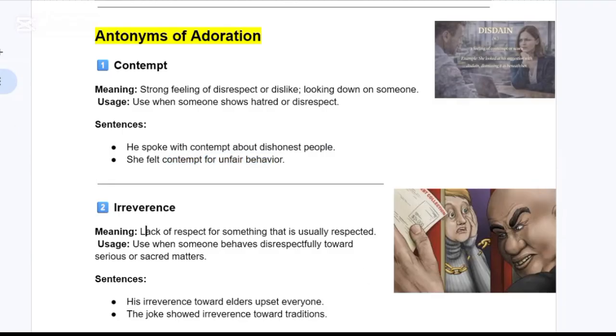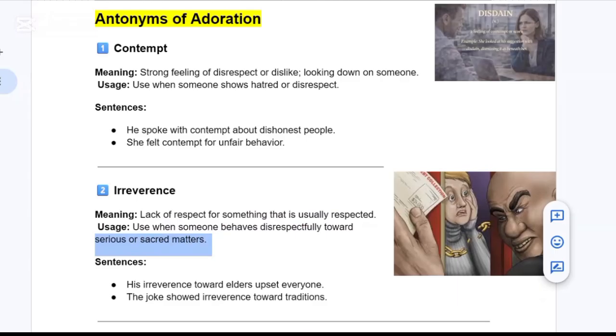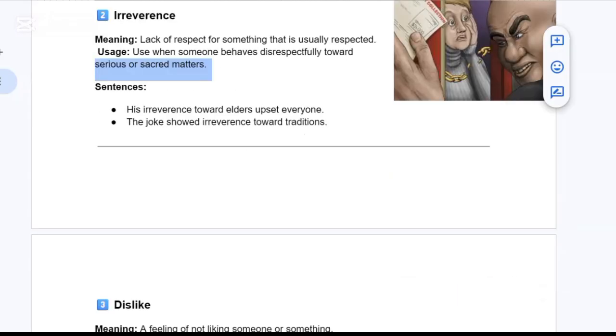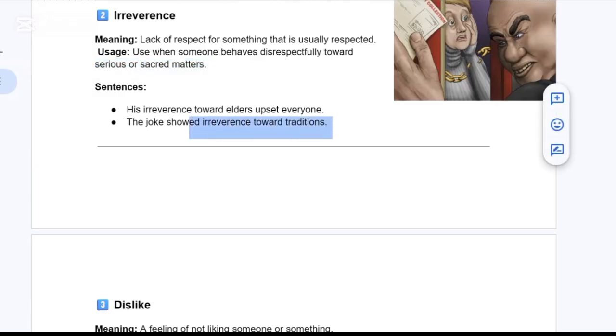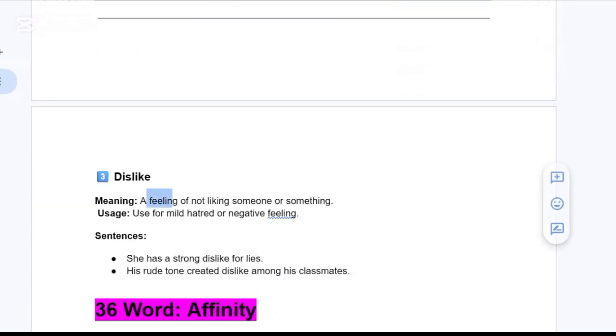Irreverence, lack of respect for something that is usually respected. Used when someone behaves disrespectfully toward serious or sacred matters. His irreverence toward elders upset everyone. The joke showed irreverence toward traditions. Dislike is a feeling of not liking someone or something, used for mild hatred or negative feelings. He has a strong dislike for lies. His rude tone created dislike among his classmates.